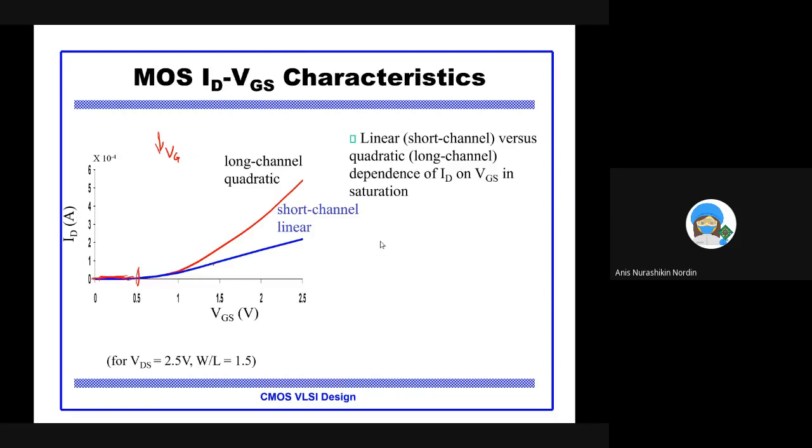And if you remember, you need to apply a certain voltage to the gate before the channel turns on. So as soon as the channel turns on, there will be current. And as you can see, the long channel produces higher current compared to the short channel devices. So the short channel devices produce current linear with respect to VGS, and the long channel produces current which is quadratic. If you remember the current equation, can you go back to the current equation, Dr. Alpha?